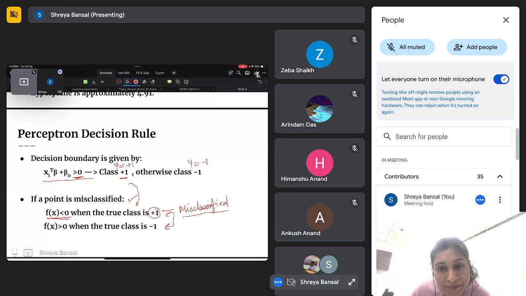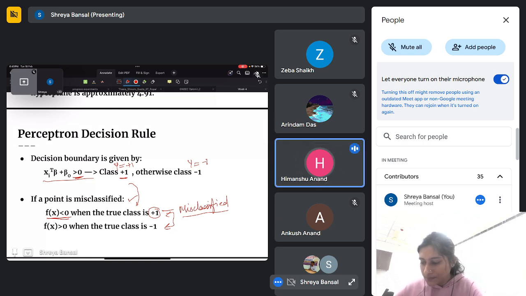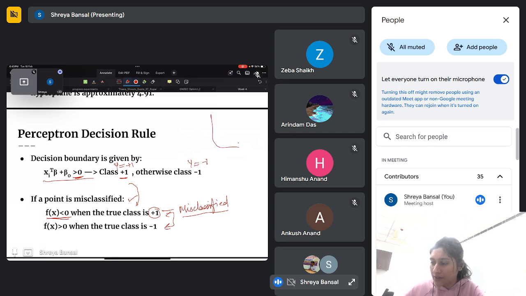Yes, go on, Himanshu. Ma'am, what is the meaning of misclassified? Only for f(x) negative and f(x) greater than 0? Okay, that's why you call it misclassified. Let's say you have defined some boundary, and I am saying if it is greater than 0, then it should be plus 1. If it is less than 0, it should be minus 1, correct? Let's say there is a point. The plus 1 class is defined by squares, and the minus 1 class is defined by crosses. Let's say there is a square here, from this boundary.